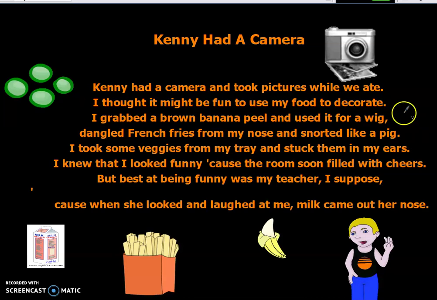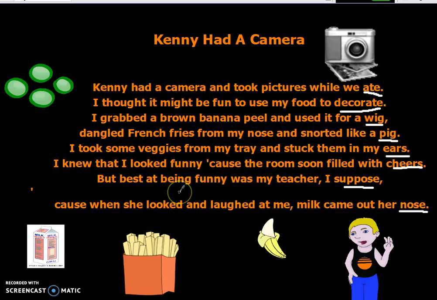Another humorous poem. Let's find all the rhyming words. Did you find ate and decorate, wig and pig, ears and cheers, suppose and nose? So this rhyme scheme has the first 2 lines, and then the third and the fourth line rhyme, and then the fifth and the sixth, and then the seventh and the first line of the next stanza rhyme.